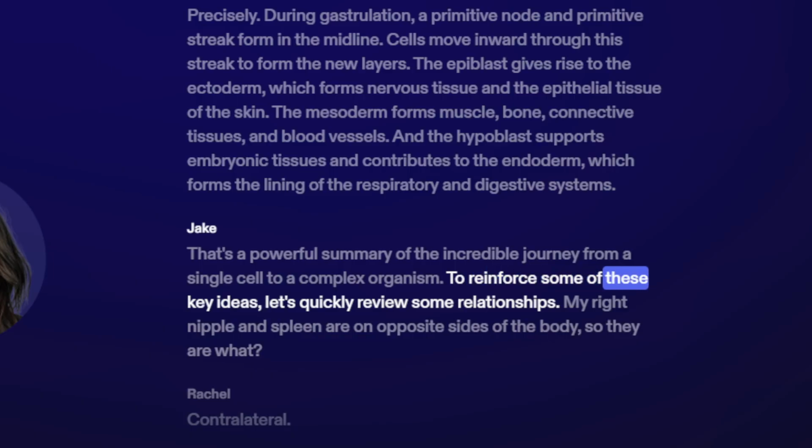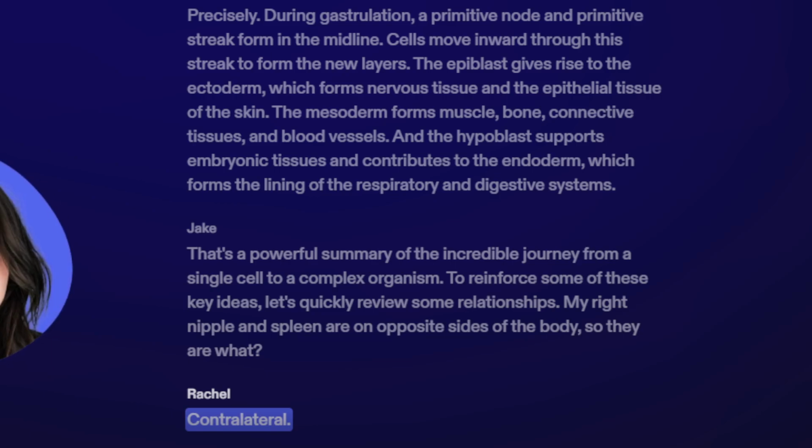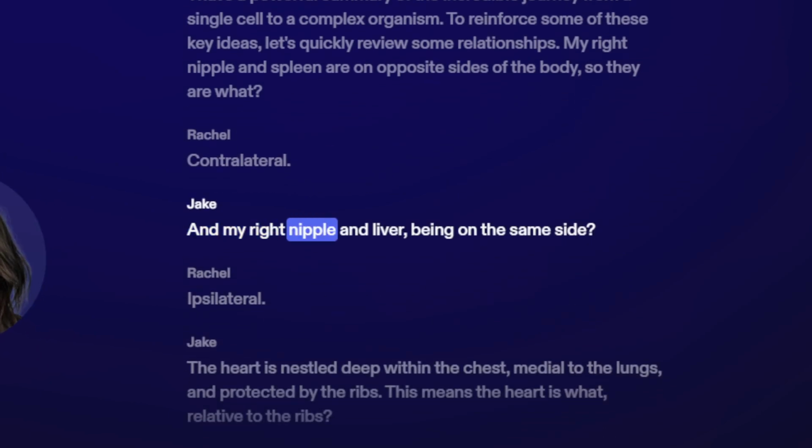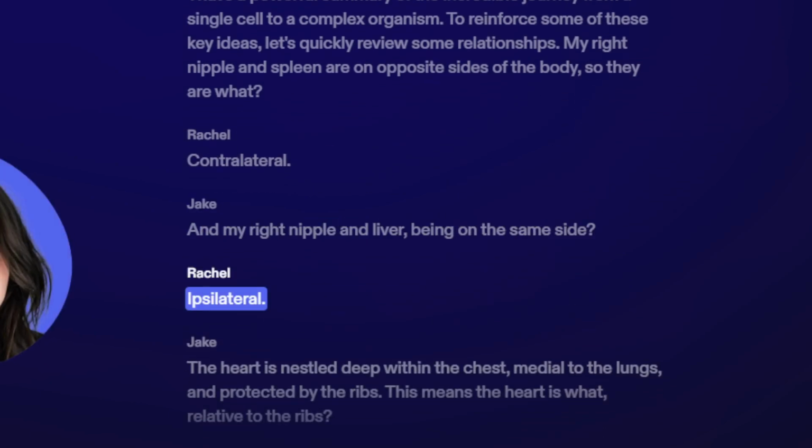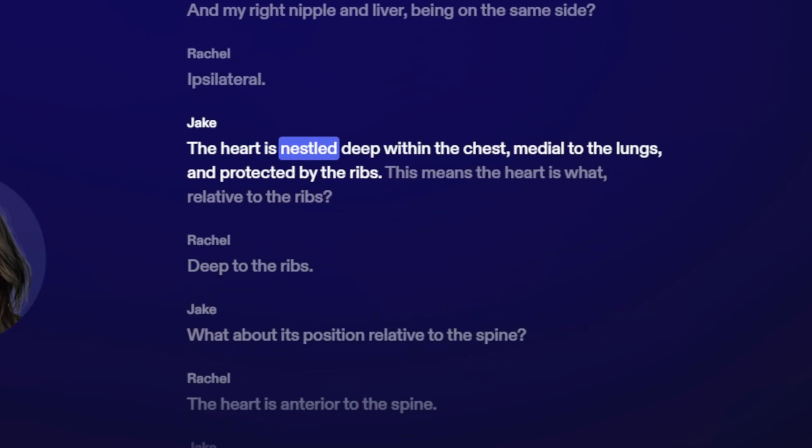To reinforce some of these key ideas, let's quickly review some relationships. My right nipple and spleen are on opposite sides of the body, so they are what? Contralateral. And my right nipple and liver being on the same side? Ipsilateral. The heart is nestled deep within the chest, medial to the lungs, and protected by the ribs. This means the heart is what relative to the ribs?